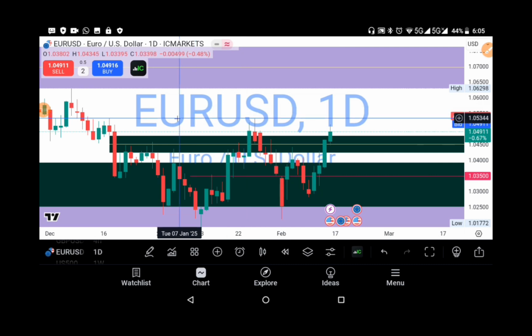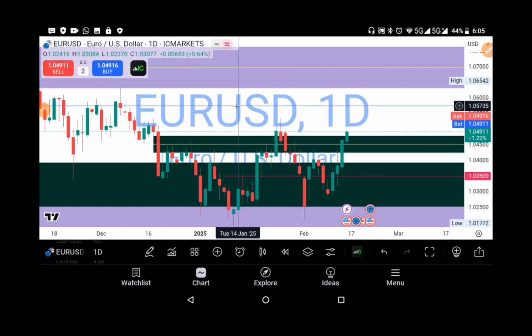So I'm watching 1.05500 to 1.06000. As long as 1.03500 remains a support to the price, my support level will be 1.03500.